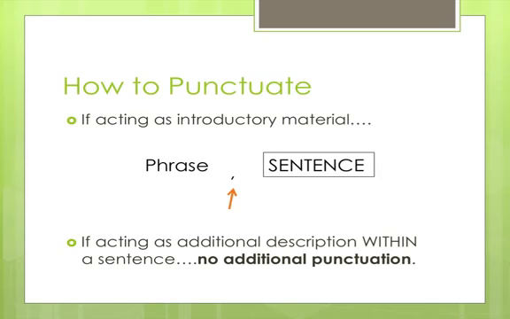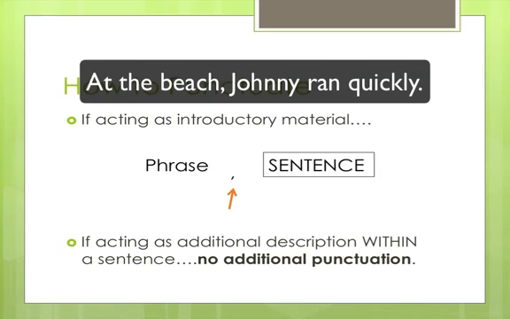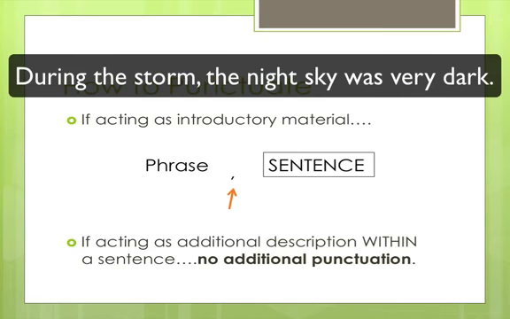So for example, at the beach, comma, Johnny ran quickly. Or, during the storm, comma, the night sky was very dark. So since we're using those phrases as intro material, they need to be intro material, then a comma, then the rest of your sentence. Now, if you are using those same exact phrases later in your sentence, and they're just integrated into the sentence, then there is no additional punctuation needed.